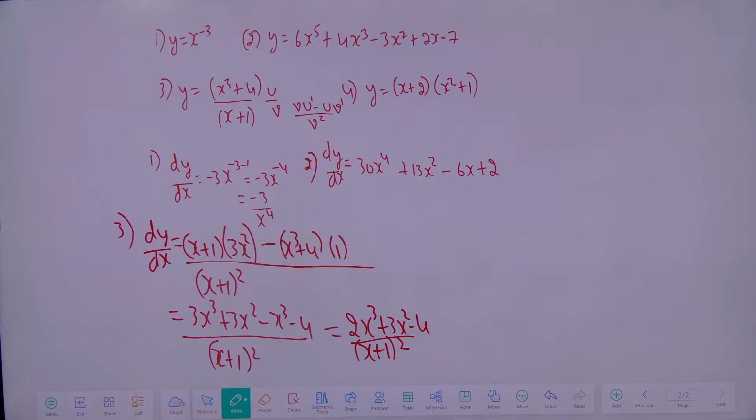That is what they are in intermediate. Intermediate, this is long term. Check once again. Got it? 2x cube plus 3x square minus 4 by x plus 1 whole square. Got it? This is how we have to do this.